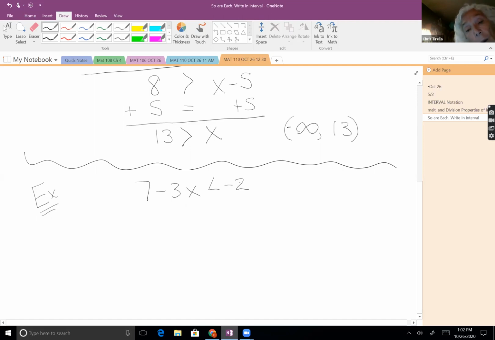So now we're trying to get x alone. We can't simplify either side. X is only in one spot. So let's try to get the x term alone first by subtracting 7 from both sides. On the left, I get negative 3x. On the right, I get negative 9. Because I was subtracting, my inequality stays the same.